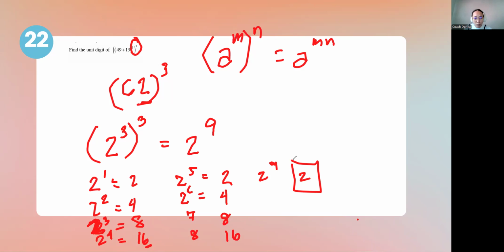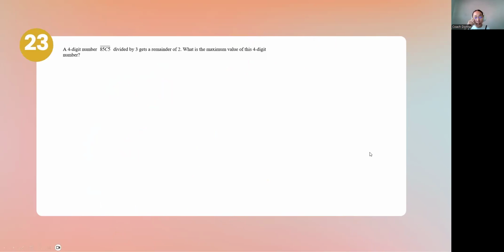All right. So yeah, that's it for this question. Let's proceed to number 23. For number 23, we have a 4-digit number, 85C5, divided by 3 gets a remainder of 2. What is the maximum value of this 4-digit number?